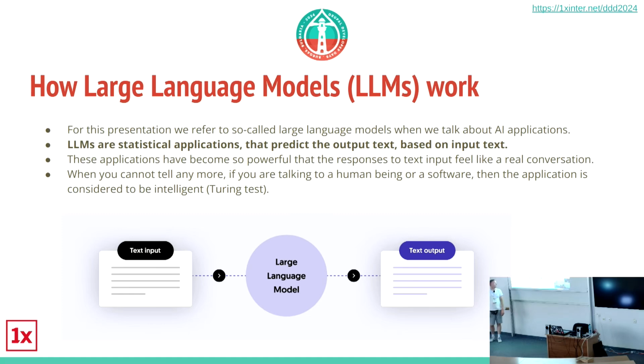So a large language model is simply a statistical application that predicts output text based on input text. As simple as that. Put something in, and you get something out with a very high probability that this makes sense. That's really the only thing it does. And we call this AI because they're getting so good that you just actually can't tell anymore if you're talking to a machine or you're talking to a human being.